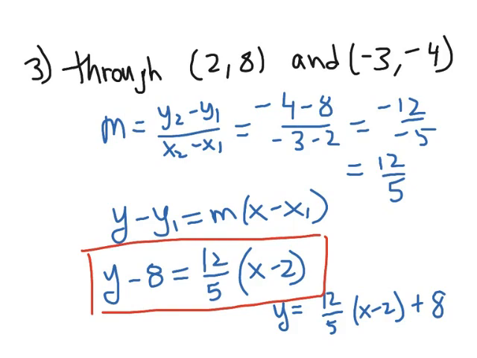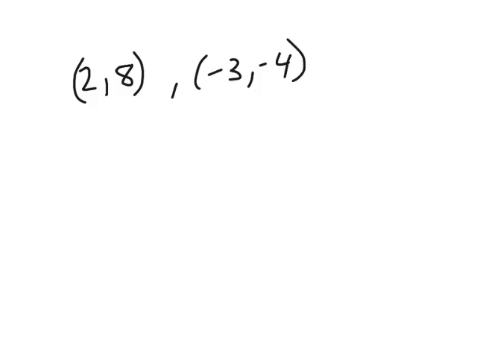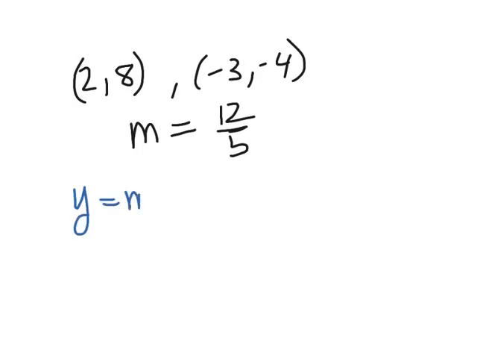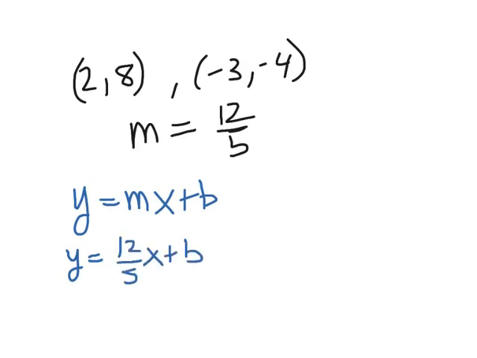So I have to remember 2, 8, and negative 3, negative 4. So we had 2, 8, and negative 3, negative 4. And I'm going to skip right ahead here. We found the slope to be 12/5. And I just want to show you that on this problem you can use y equals mx plus b form. Some students like to limit the number of formulas they have, so they just want to use that one. And here's what you would do. You would write y equals m is 12/5 x plus b.